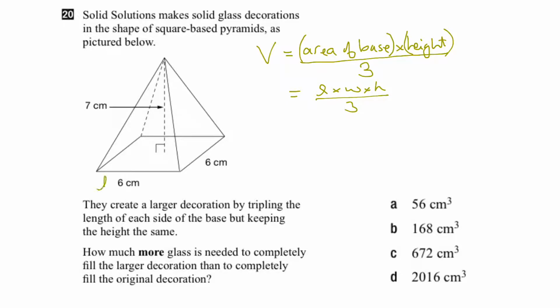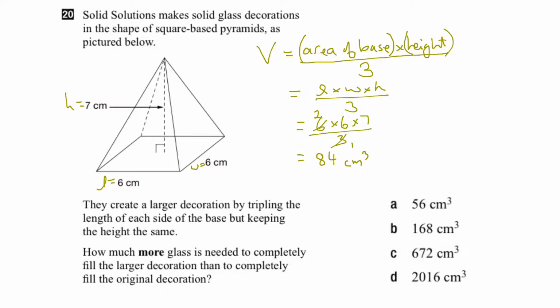So the length might be 6 here, the width 6, and the height 7 centimeters. So if we plug all these into our formula here, we get 6 times 6 times 7, all divided by 3. And what I could do is I could divide 3 into there once and go into there twice. So our volume is 2 times 6 times 7. So 2 times 6 is 12 times 7 is 84, and our units here would be centimeters cubed. So the volume of our original shape would be 84 centimeters cubed.